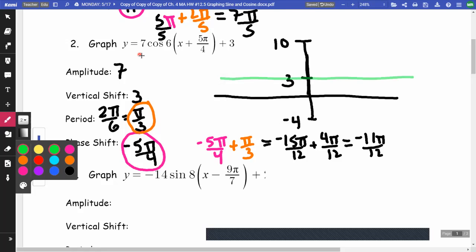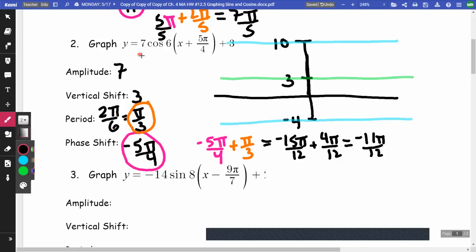And this is going to be my high and my low. I am going to be starting at -5 pi fourths. So let's say that this is -5 pi fourths. Always plot 5 points. So 1, 2, 3, 4, 5. And let's say this is negative 11 pi 12. So that's where I'm going to end.